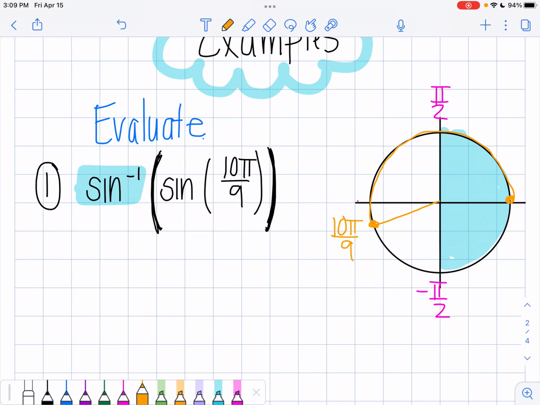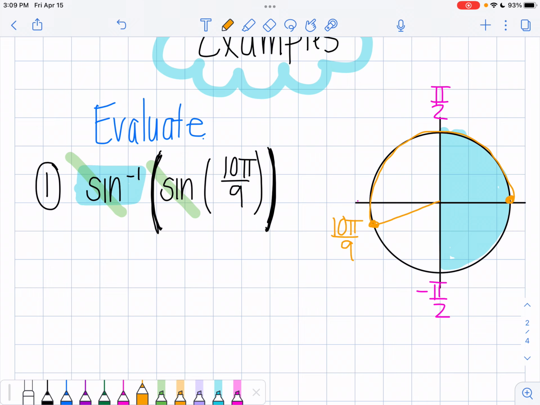I happen to notice that if I just looked at this and said, oh, these two cancel, 10 pi over 9 is not in my range for the inverse of sine. So that becomes a problem. Here's what I have to decide. Because it's a unit circle, we can find other values that are going to give us the same sine value. So we just have to figure out where that is.